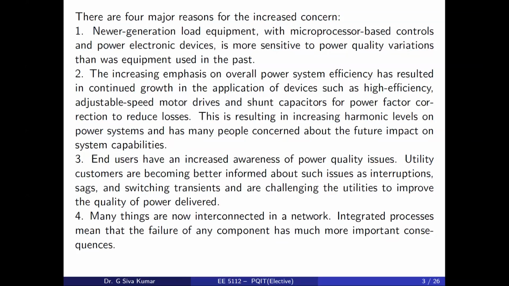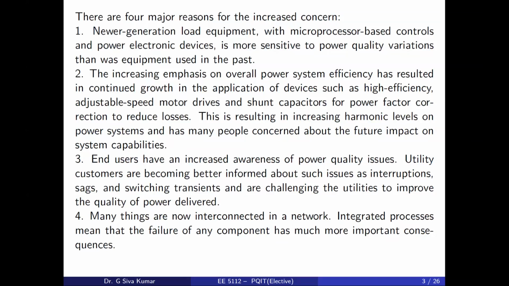If adjustable speed motor drives and power electronic devices keep on growing, and nowadays the growth is tremendous in the use of LED lamps also, that is also a serious issue for the overall power system efficiency.